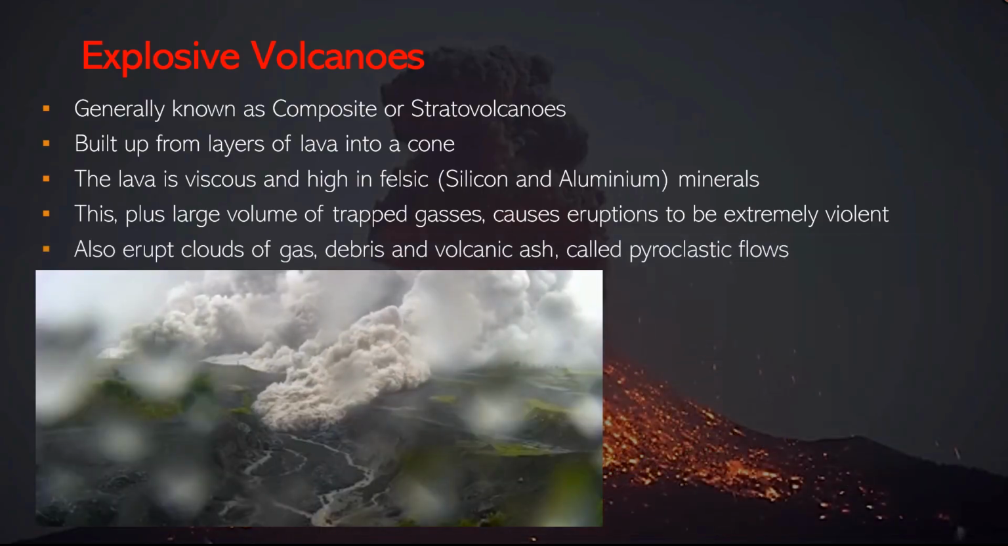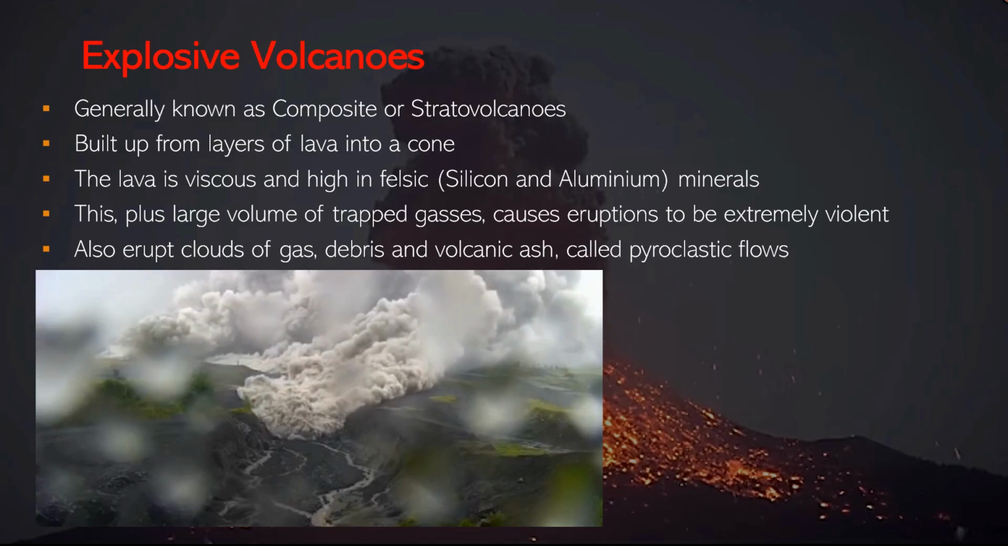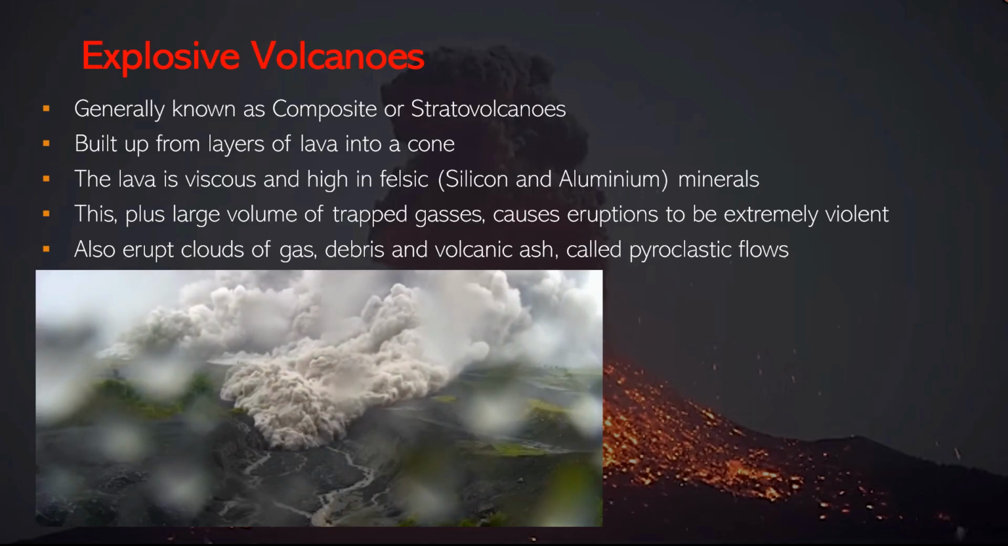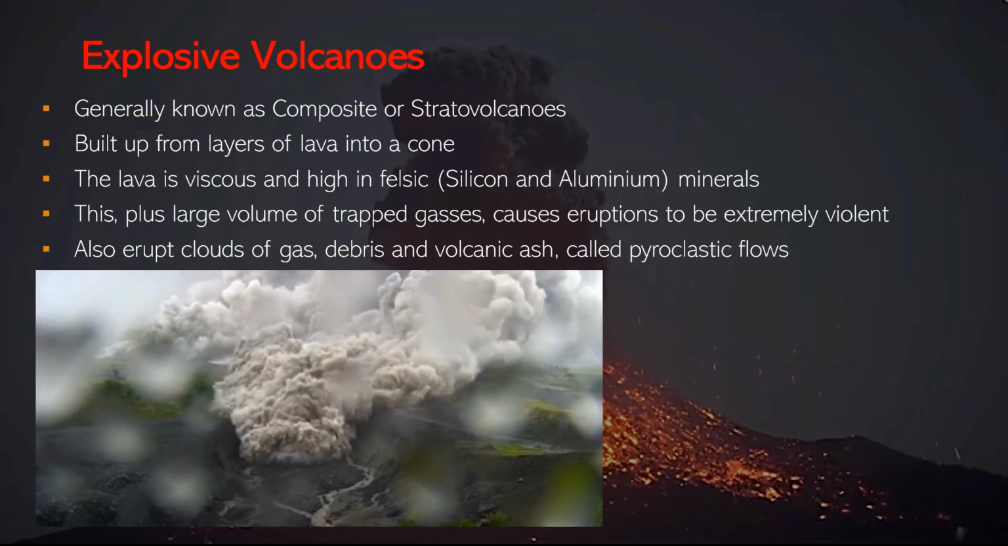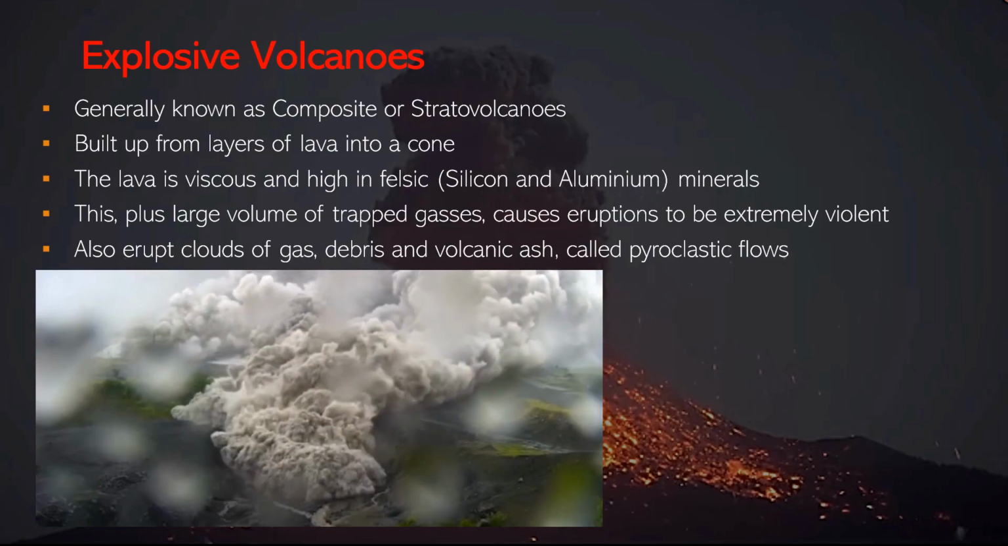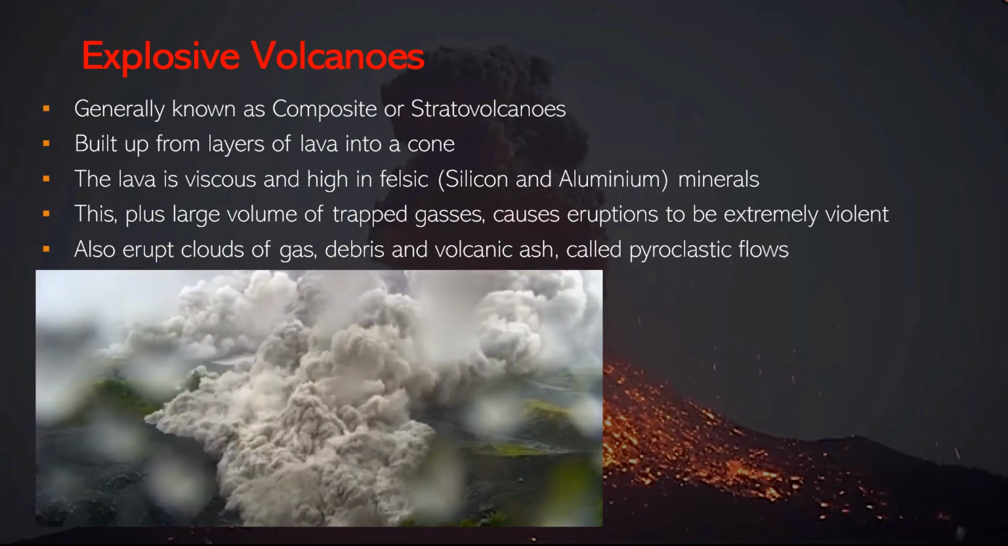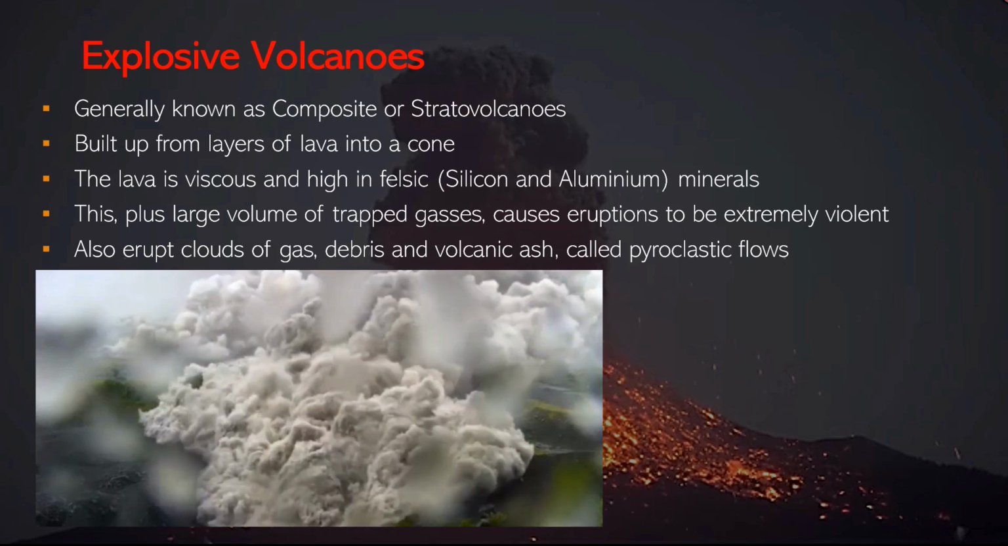In addition, composite volcanoes emit pyroclastic flows of hot, fast-moving clouds of gas, ash, and volcanic debris that can flow down the slopes of the volcano at very high speeds, up to 700 kilometers per hour.